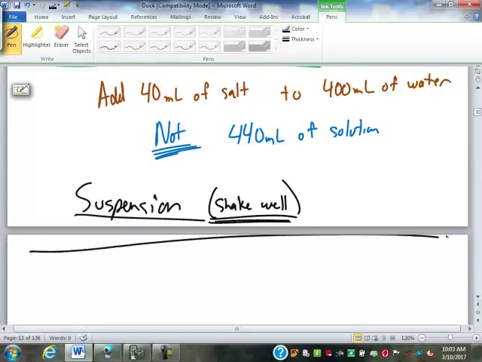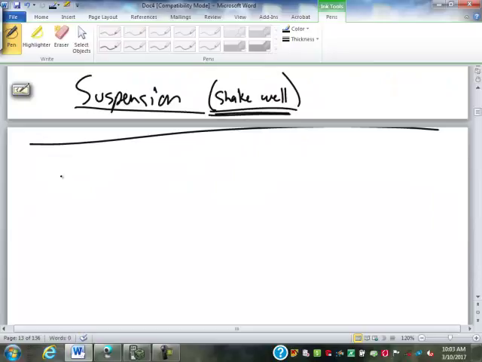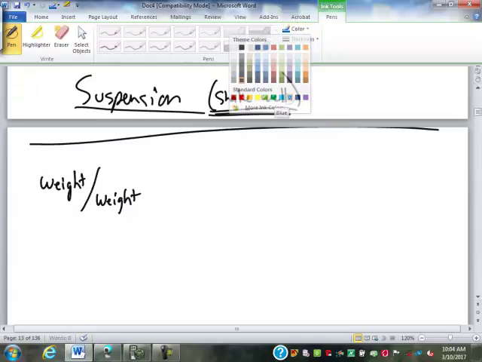So the next type of solution we have is called a weight in weight solution. This one is a little simpler because weights are always additive. By the way, when we use metric units, we're not actually using weights. We're technically using masses because we're using grams and milligrams and so on. So in a weight in weight solution, like I said, weights are always additive.